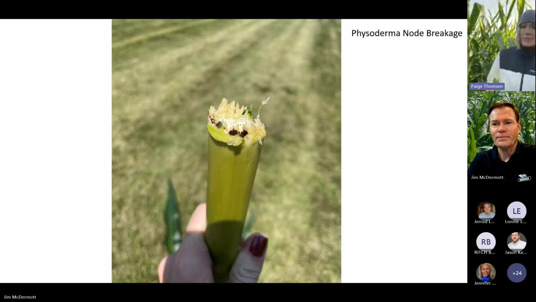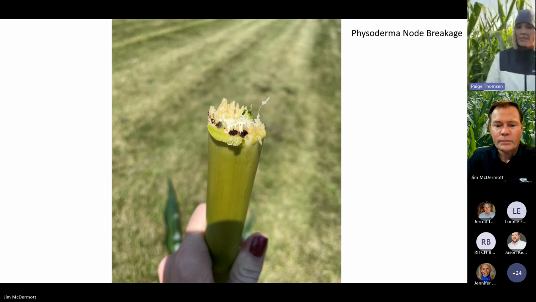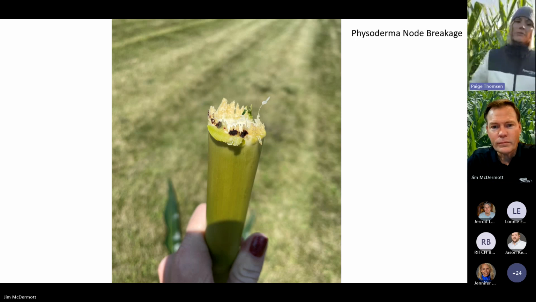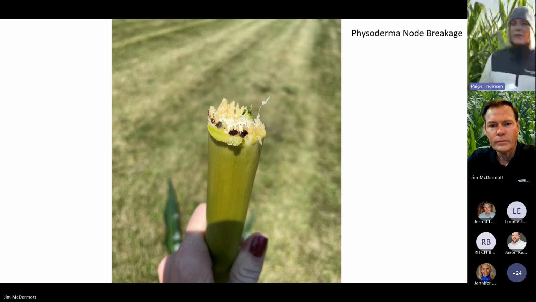Physoderma has been one that I've been getting a lot of calls on, and I know you probably can't see this that well, but this is actually Physoderma brown spot on the corn leaves, and that picture is Physoderma node break. It's just starting to get going. And something like that, the plant is still pretty vulnerable as far as when doing push tests. That one did pop off pretty easily. So I think it's going to be very important to do those push tests this year, with that heavy moisture that we've had and the conditions. Definitely want to watch that.